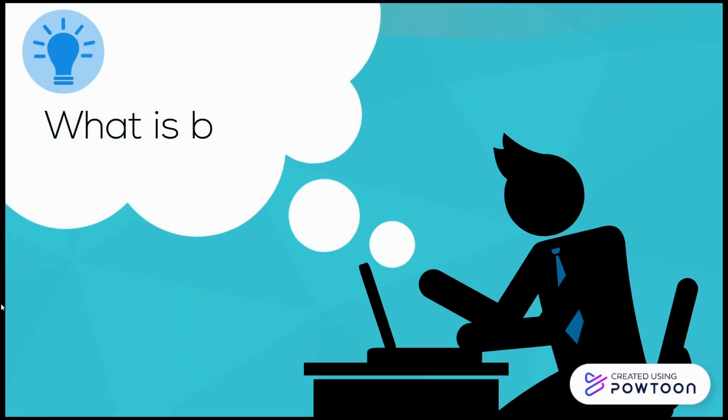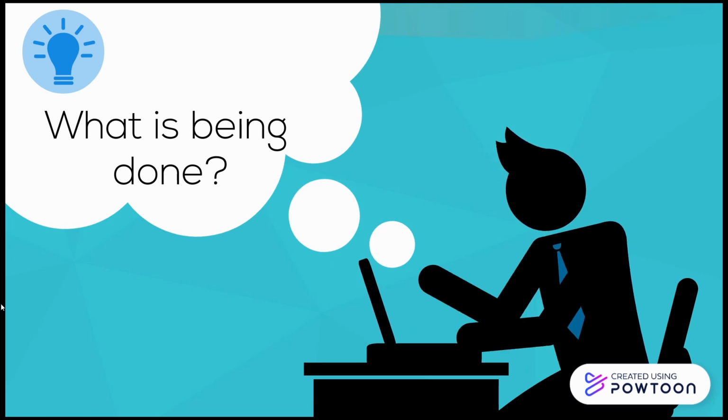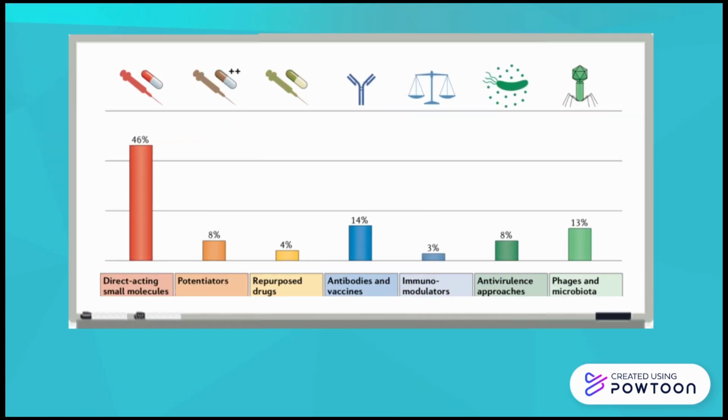Now obviously, antimicrobial resistance is a major problem, so you may be wondering what is currently being done to address it. There are 7 major categories of new therapeutics being developed as an alternative to antibiotics. The bulk of funding currently goes into research on direct-acting small molecules. These compounds are able to target new sites on bacteria, evading current resistance mechanisms, as well as being able to target both gram-negative and gram-positive species of bacteria.